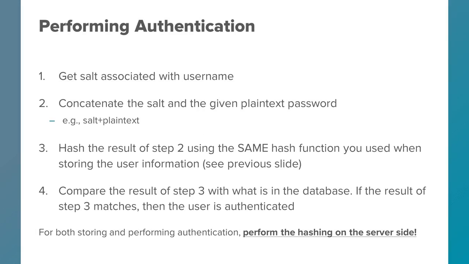In order to perform authentication, you want to first get the salt that's associated with a username, and then the next step is to concatenate that salt with a plaintext password that the user has given, the user that is trying to authenticate themselves. Then you want to hash the result of the second step using the same exact hash function that you used when you stored the user information initially. The last step is to compare the result of step 3 with what is in the database. If the result of step 3 matches, then the user is authenticated.